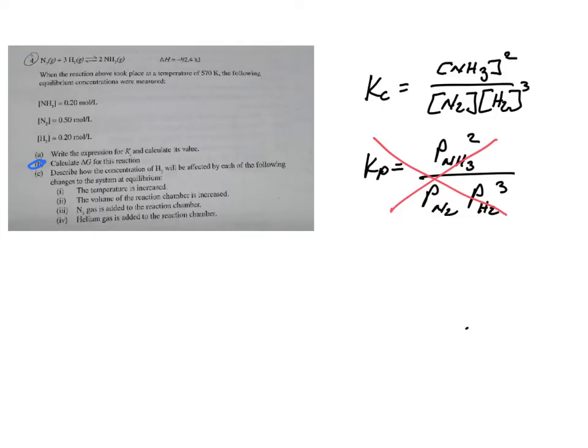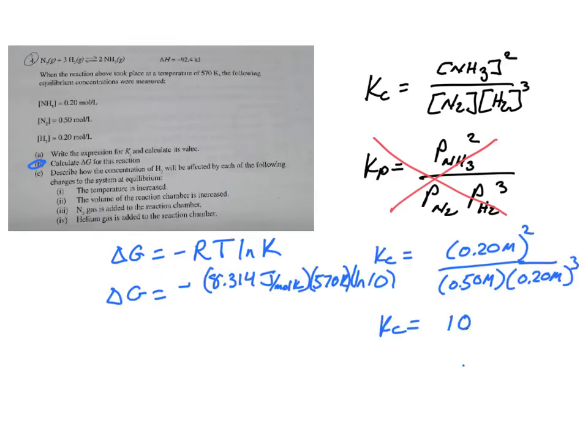In part B, they want us to calculate the delta G for the reaction. Well, that's not too hard if we know the K value, because we know that delta G is equal to the negative RT natural log K. So we just have to figure out the equilibrium constant. Alright, so I plugged in the values for the equilibrium concentrations of these guys into the equation, and I got a Kc value of 10. So now I'm ready to plug in the K into that equation, and that's what it looks like.